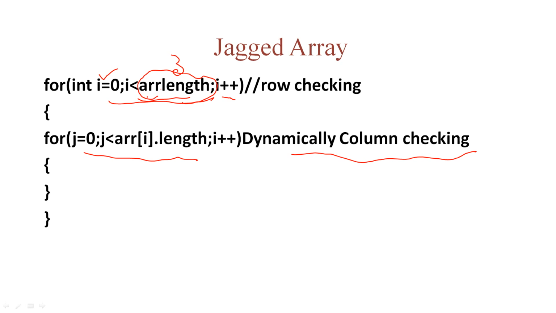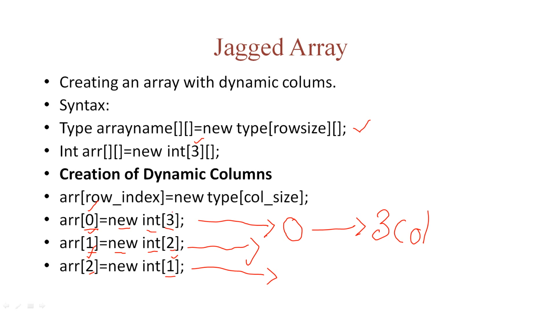Now the inner for loop is important. How can I verify the dynamic column checking? j equal to 0. Earlier also we have used it. Instead of j less than a fixed column size, the j will be based on what? This 3 is based on the index of 0, the 2 is based on the index of 1, and the 1 is based on the index of 2. So the inner loop 3 is based on the length of array of 0, the 2 should be based on the array of 1, and the 1 should be based on the array of 2.